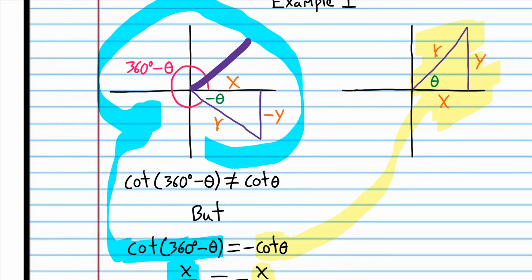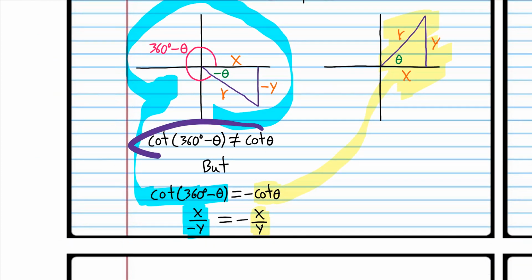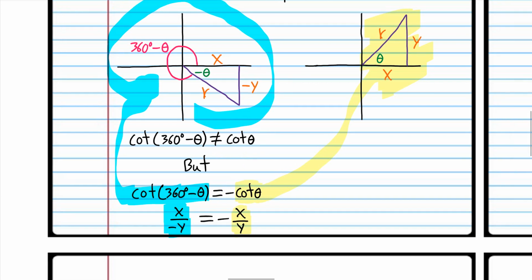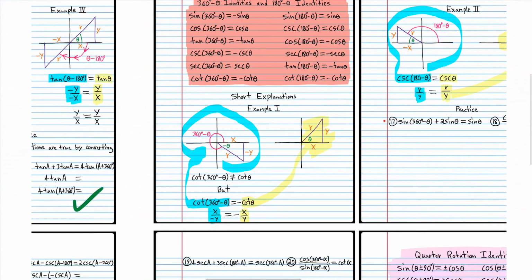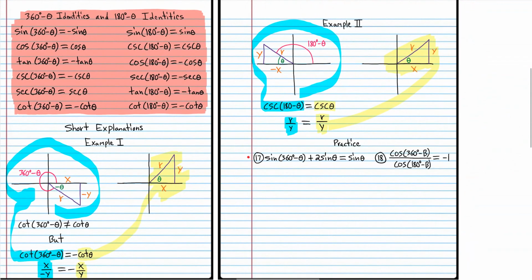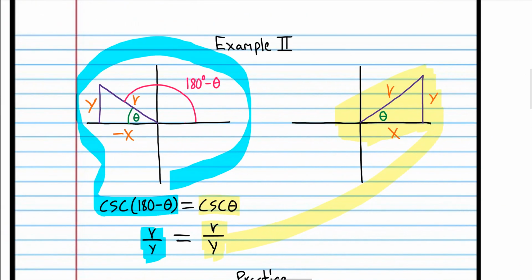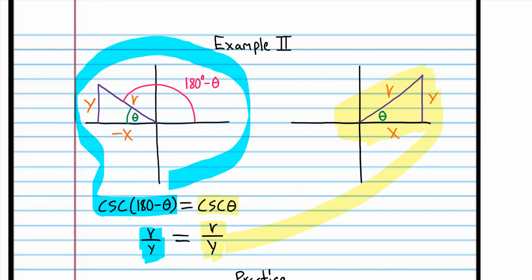So cosine theta, or cotangent theta, is positive x over positive y. So they're not equal, because one of them is x over negative y, and the other one is x over positive y. So what do you do? You just put a negative right in front. And I forgot to show you, this is the first quadrant, cotangent theta. Again, assuming theta is an acute angle. So that's just a brief explanation of why some of those equations are true.